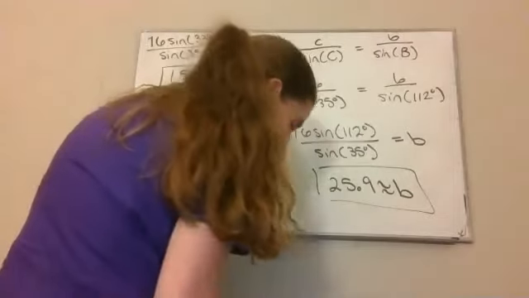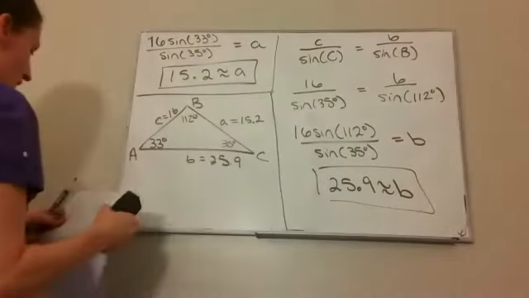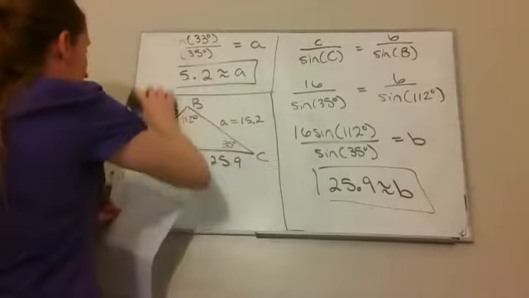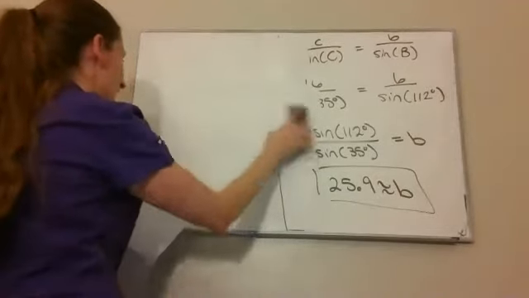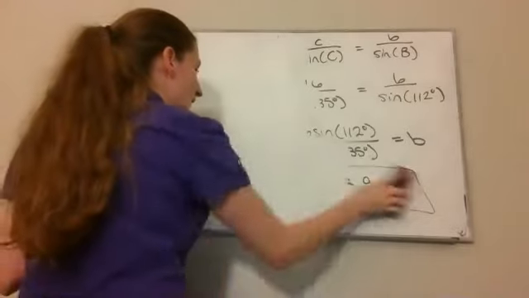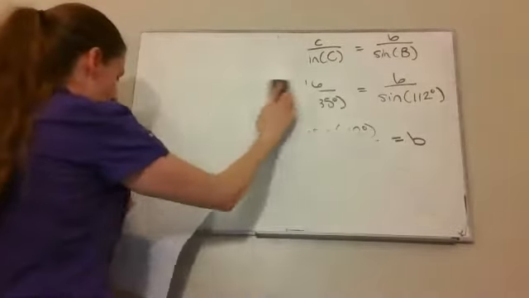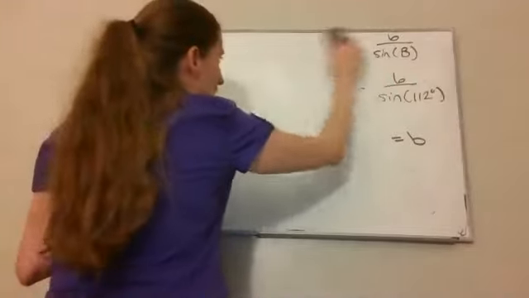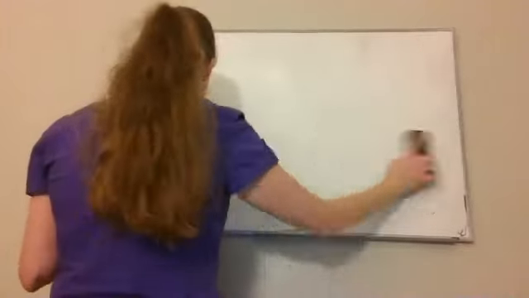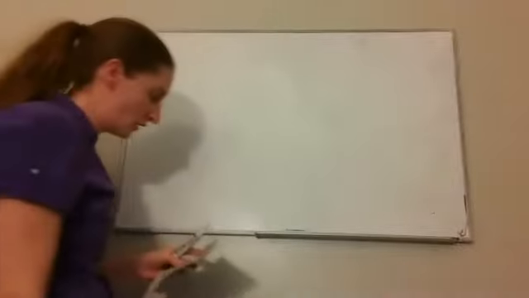So this works out pretty nicely when we are given two angles and a side. But in the case where we have two sides and an angle opposite one of those sides, sometimes we find out that there is a unique solution. Sometimes there's two different solutions, and sometimes there's no solution at all.